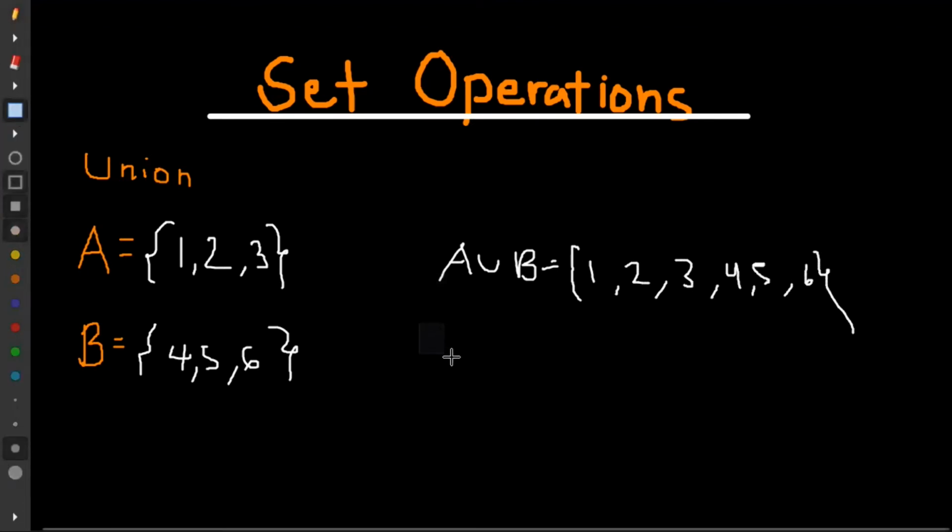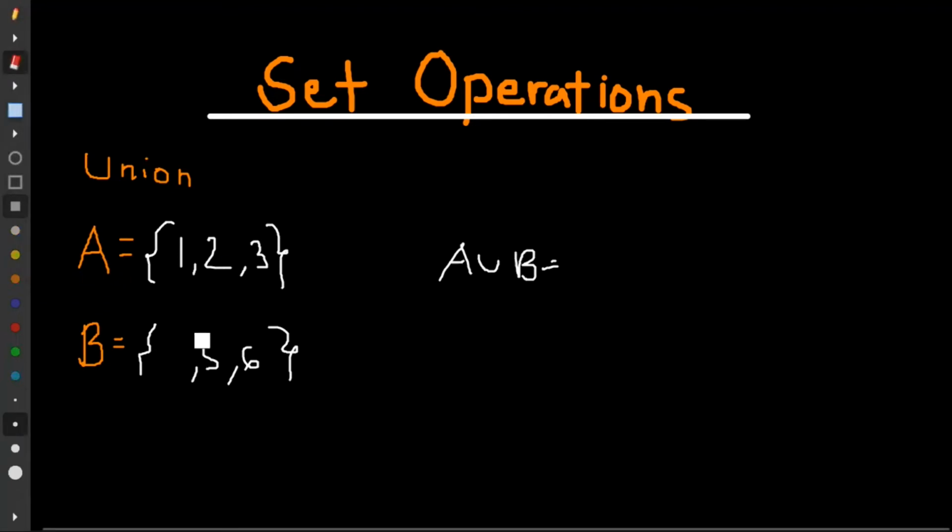So let's say, what if they have a common element? Say for example their common elements are 2 and 3. What we do here is we still add their elements, but we don't repeat their common elements. So their union would be 1, 2, 3, and 6, since it would just be redundant to repeat 2 and 3.